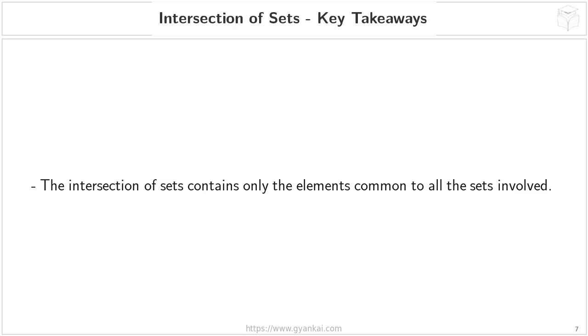Intersection of sets, key takeaways. First point, the intersection of sets contains only the elements common to all the sets involved. Remember, when we're finding the intersection, and we denote it by saying A intersection B, we're looking for what the sets share. If an element isn't in every set we're considering, it doesn't belong in the intersection.